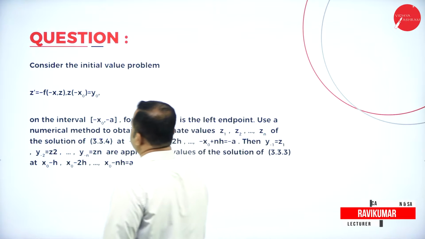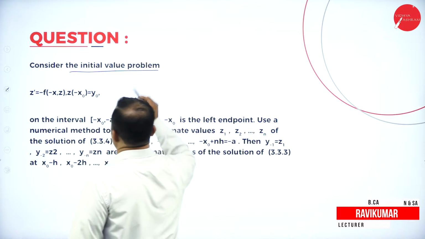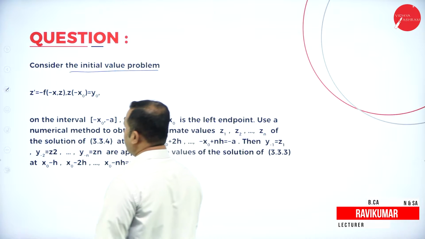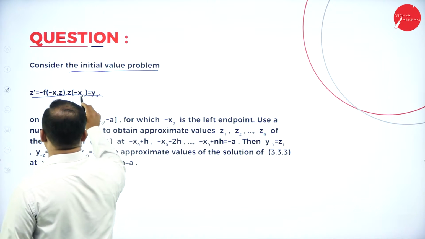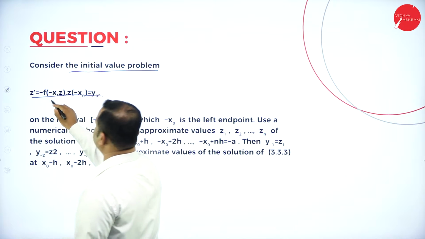In today's class, you will be taught about the Runge-Kutta second order, fourth order and trapezoidal method. Here in this case, we have the initial value problem for this. What is the meaning of this? We have z dash is equal to minus f of minus x comma z.